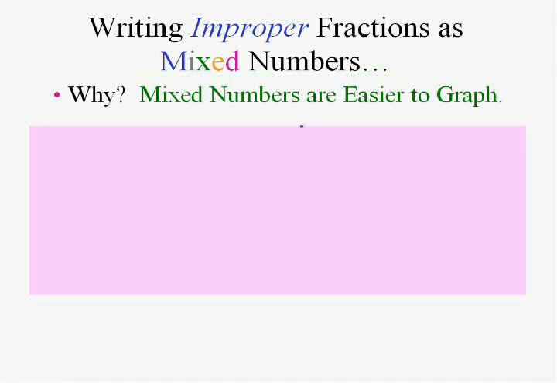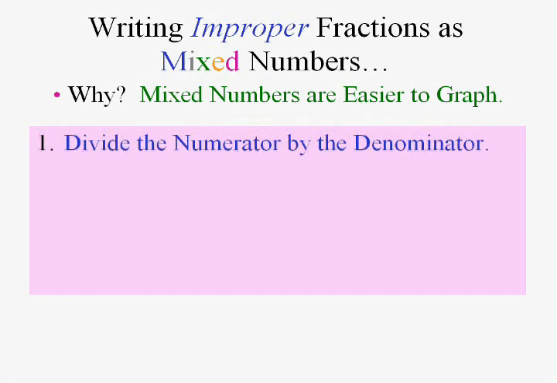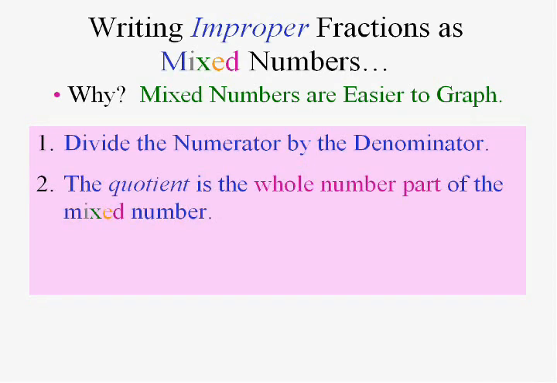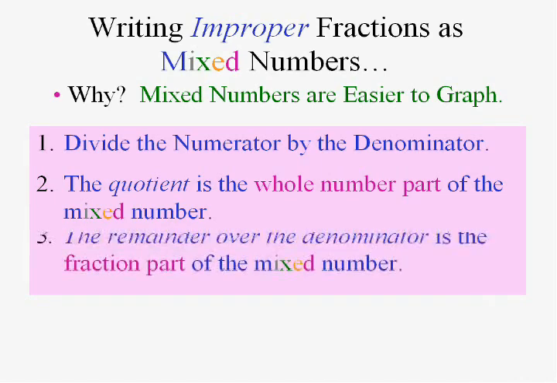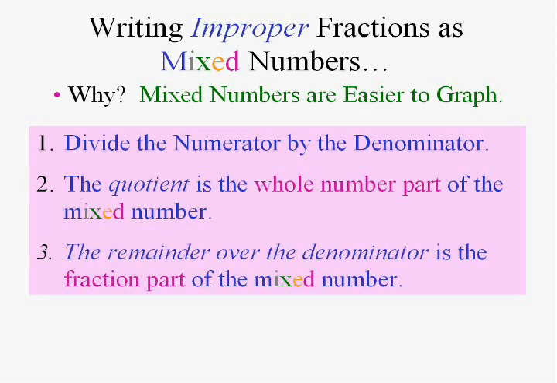Okay? The steps are this. You're going to divide the numerator by the denominator, because that's what a fraction is, a giant division problem. The answer or quotient is the whole number part of the mixed number, and the remainder over the denominator is the fractional part of the mixed number.